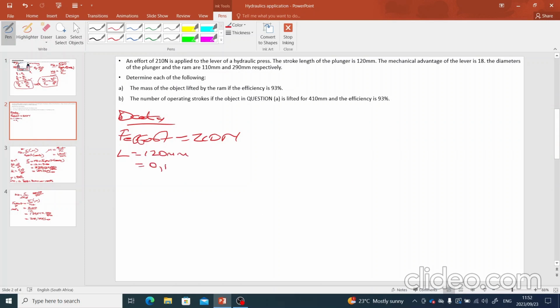That would be 0.12 meters. We are given the mechanical advantage, the MA, it is 18. Then we are given the diameter of the plunger, it is 110 mil. That would be 0.11 meters. Then we are given the big D as well, the diameter of the ram, it is 290 millimeters.